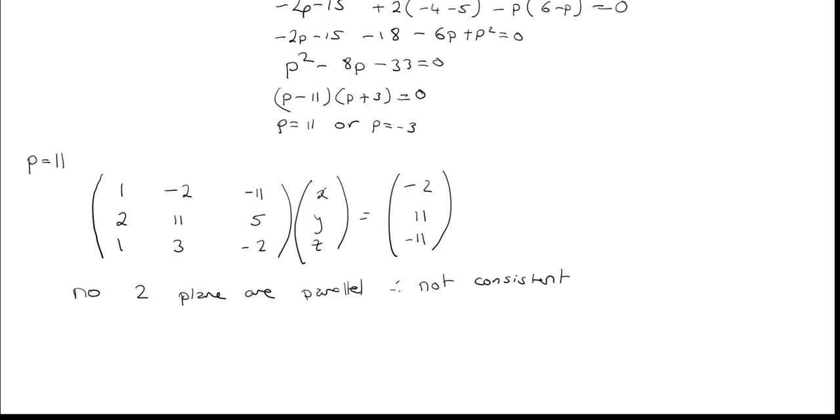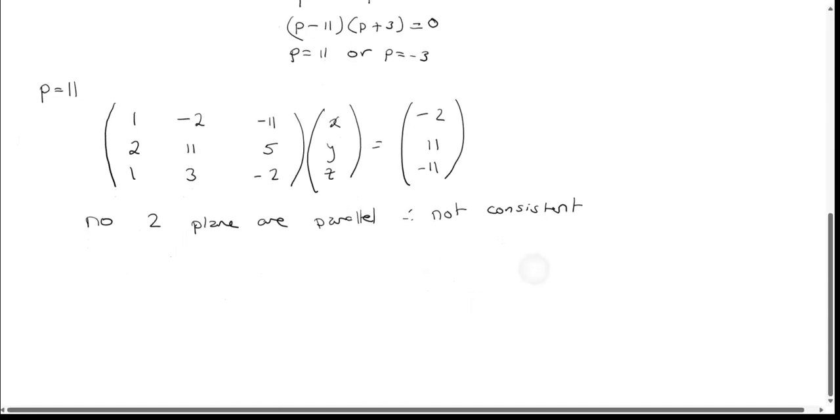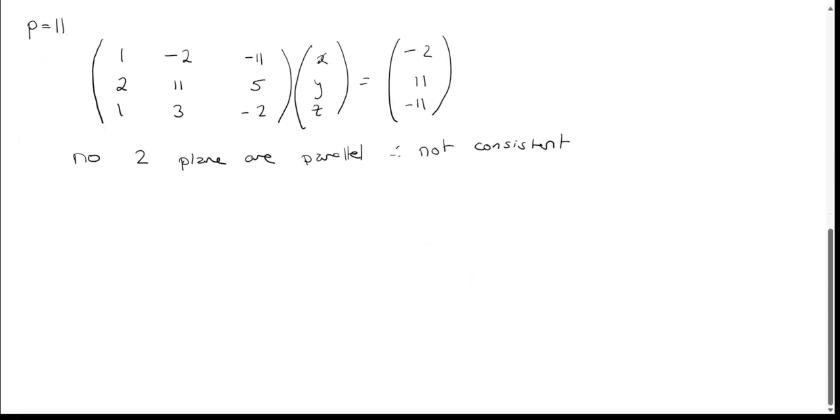So our next step is to now eliminate one of the variables, either x, y, or z. So I'm going to eliminate x. That means I'm going to eliminate the first entry. So eliminating x.